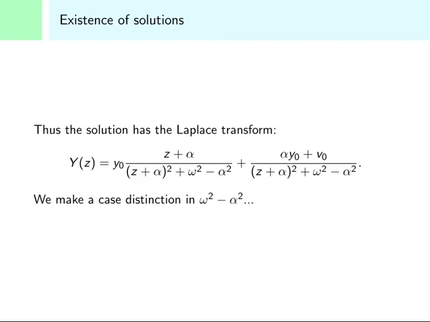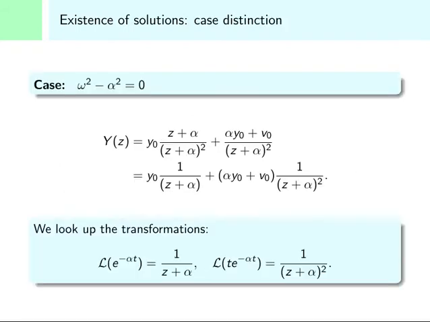Okay, let's have a look at this term. And for that purpose, we will make a case distinction in omega squared minus alpha squared. Depending on whether omega squared minus alpha squared is 0 or positive or negative, we can apply different techniques to obtain the inverse Laplace transform, to reverse the Laplace transform. The first special case that we take a look at is the most simple special case, namely when omega squared minus alpha squared equals 0.